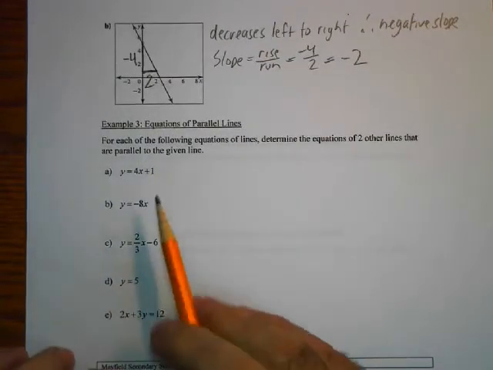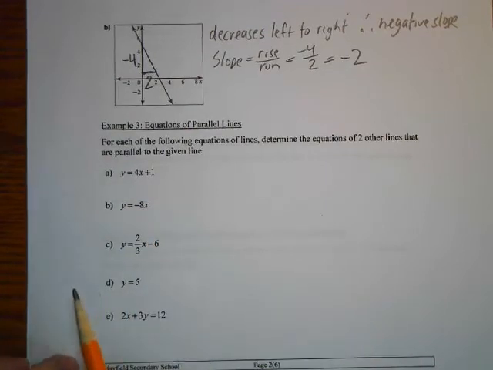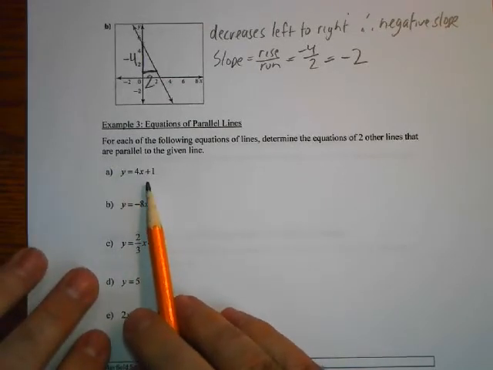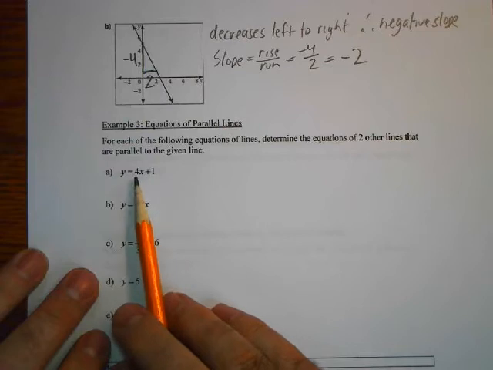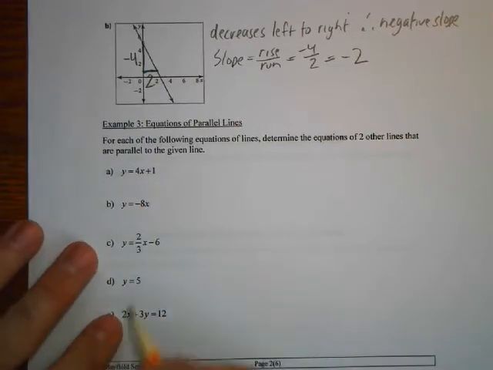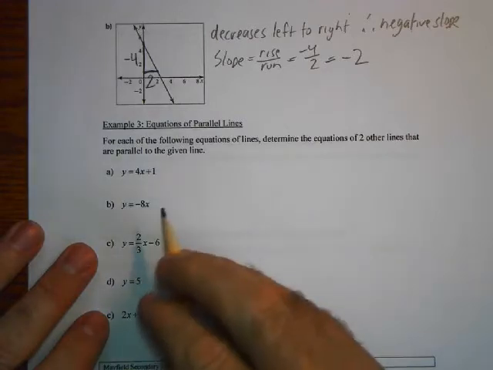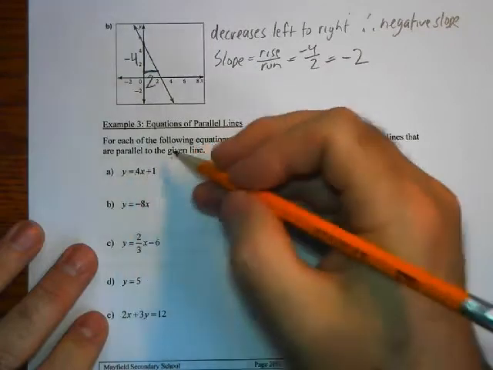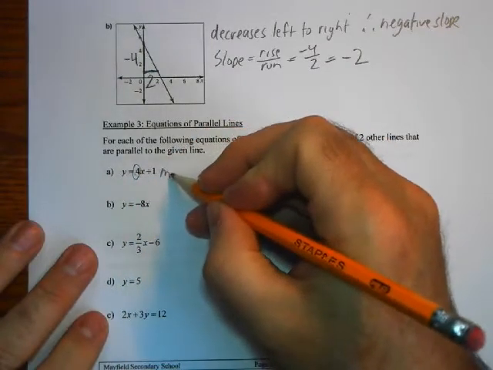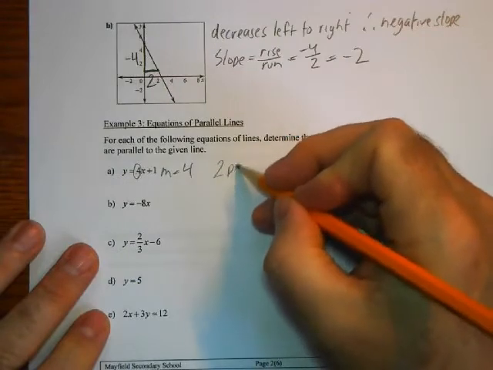So I give a bunch of equations of lines. I want to be able to determine two other equations of two other lines that are parallel to this line. Okay, so the first thing I do is, because I know parallel lines have the same slope and the y-intercepts are different, so from here I know that m is equal to 4.